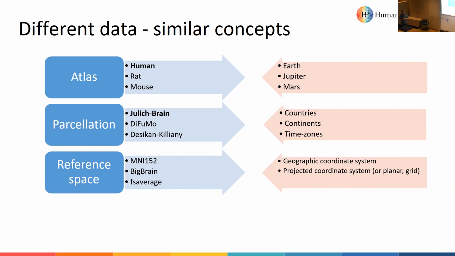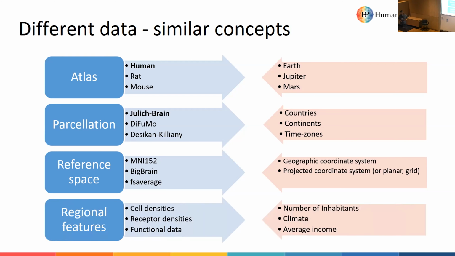We mostly use those standard reference spaces, for example, the MNI 152, which is one commonly used reference space, or the FS average space, which is the surface-based representation of the data. It's integrated in the FreeSurfer pipeline. And we also have, as already mentioned, the BigBrain high resolution reference space. And finally, there are those regional features which enrich the data of the areas or of the countries, like cell densities, receptor densities, functional data. It's comparable to the number of inhabitants, something like this.